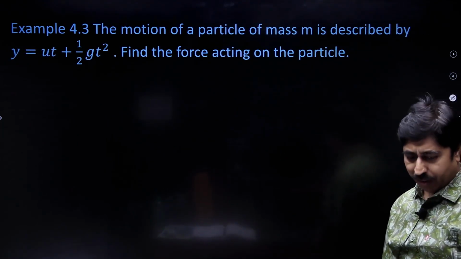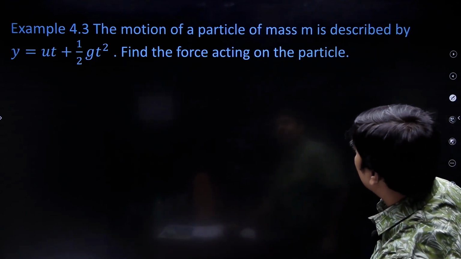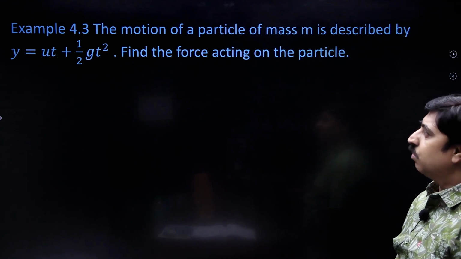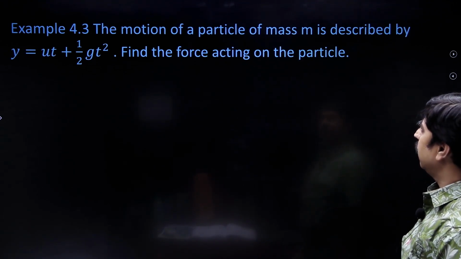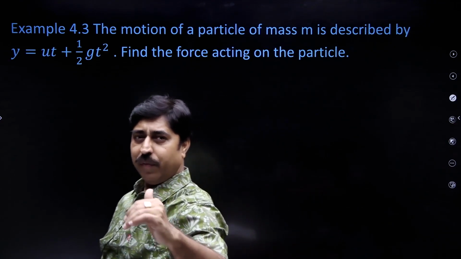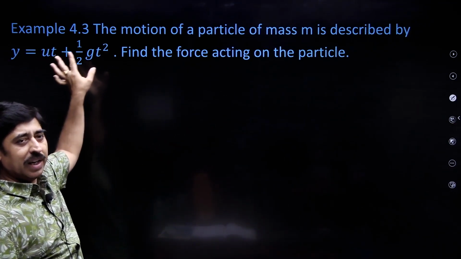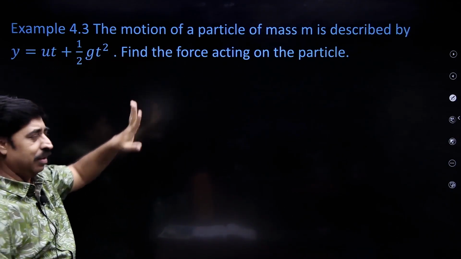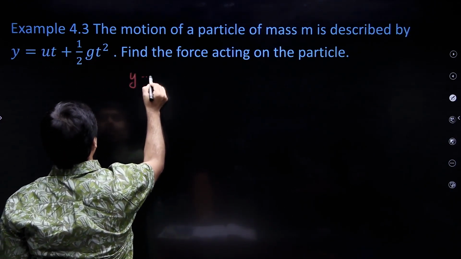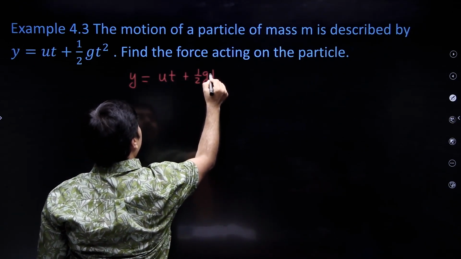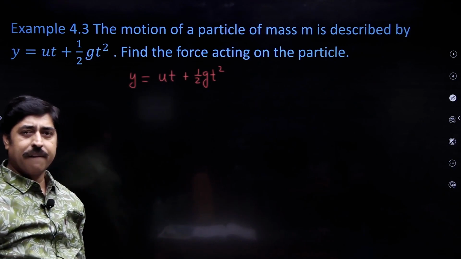There is another example, let me do it quickly. The motion of a particle of mass m is described by this equation, y is equal to ut plus half gt square, find the force acting on the particle. According to the language of the question, we get a feel that particle is moving on y axis and its y coordinate changes with time according to this equation. This equation basically tells you how the y coordinate of the particle is changing with time, right?